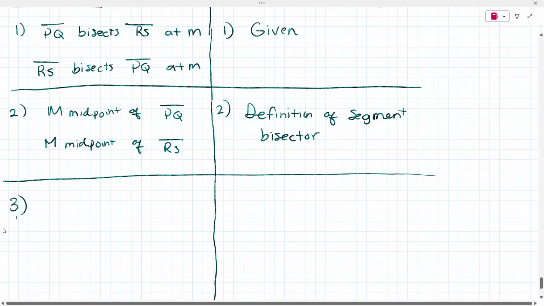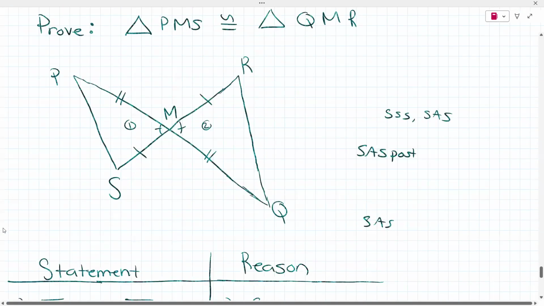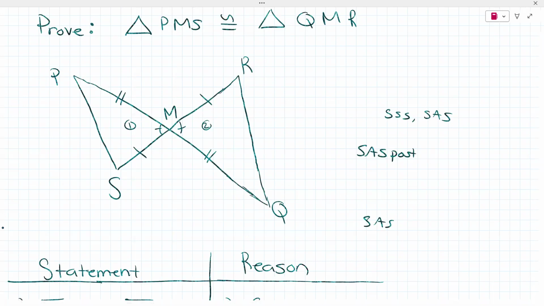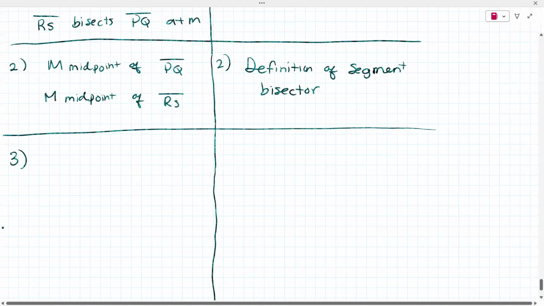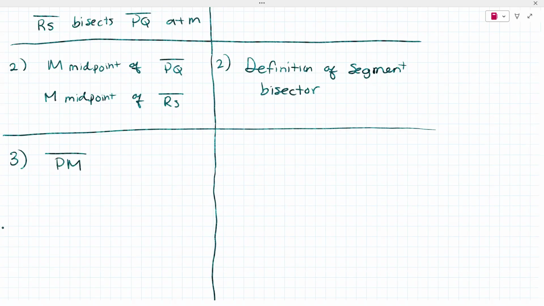Okay, what else can we say? So we need a side. We could say that line segment PM is congruent to line segment MQ. Yes, right? You have these two check marks. That means they are the same, congruent, that means they're equal. Line segment PM is congruent to line segment MQ.